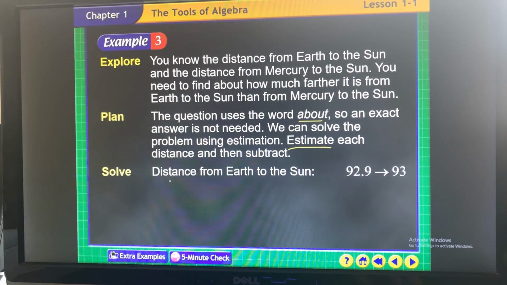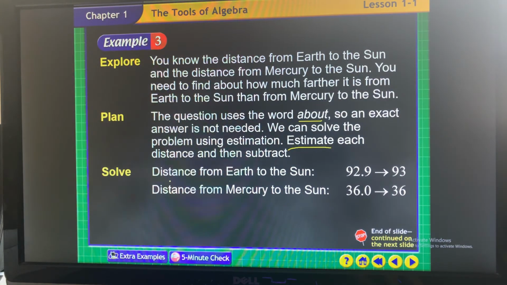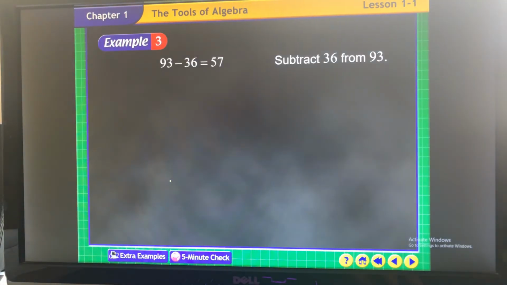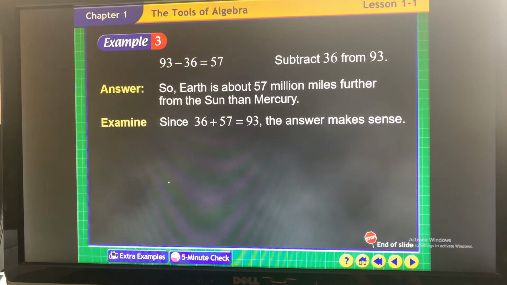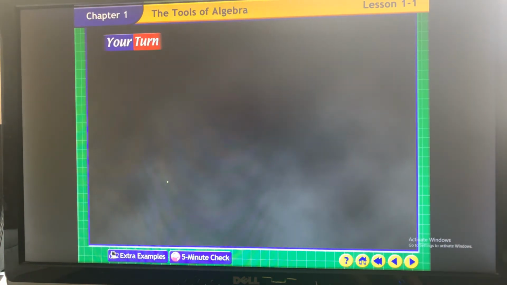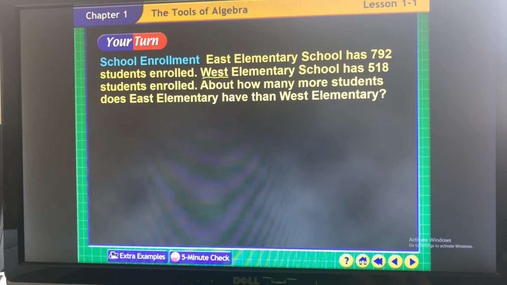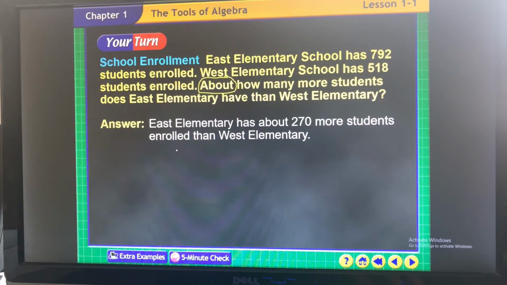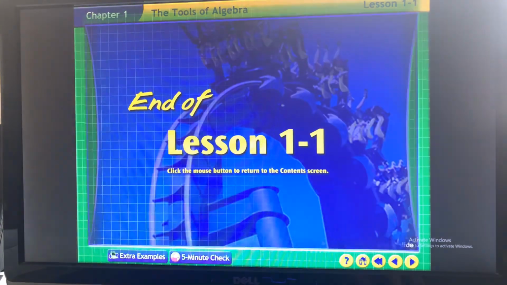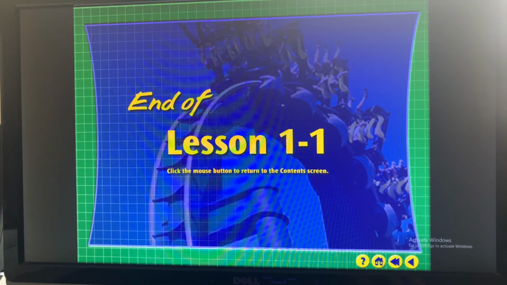So Earth to sun is about 93. Mercury to the sun is 36. So you just subtract them, and you would say 57 million miles further from the sun than Mercury. So that's all you're doing. And the key on that question is just to determine what about means. Same with this, you're using the word about. So East Elementary School has 792 students. West Elementary has 518. About how many more students does East have than West? Here you go. That's all there was to 1.1. Nice and easy.